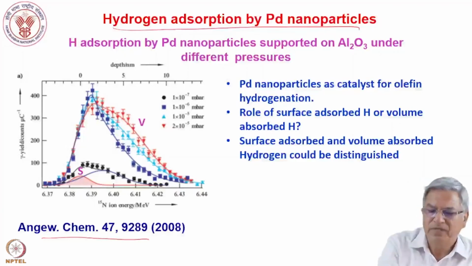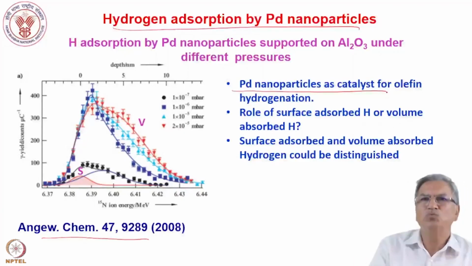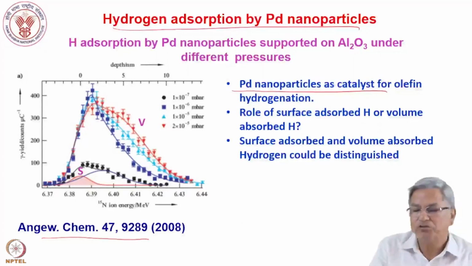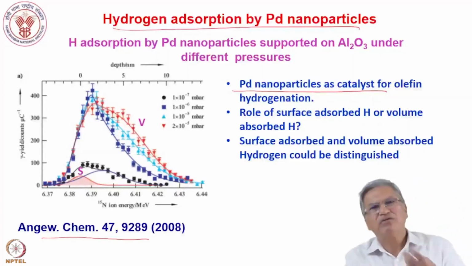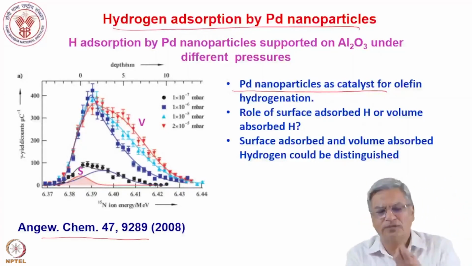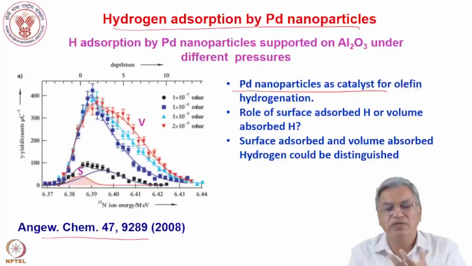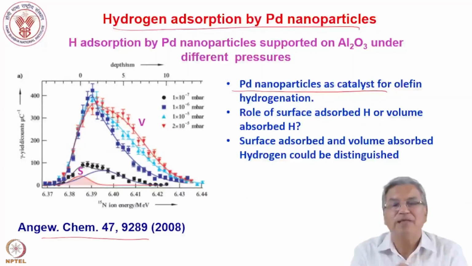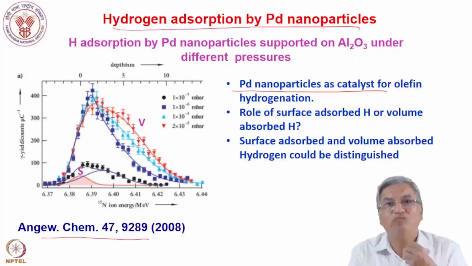What is happening? The palladium nanoparticles are used as a catalyst for hydrogenation of alkenes. Okay, so they wanted to study whether the hydrogen is getting adsorbed on the surface of the nanoparticles, or whether there will be some hydrogen in the volume, the bulk of the nanoparticles. So what is the role of surface-adsorbed hydrogen and volume-absorbed hydrogen?